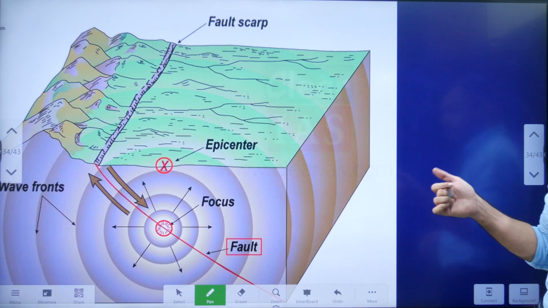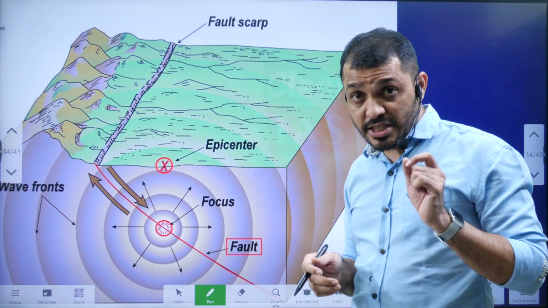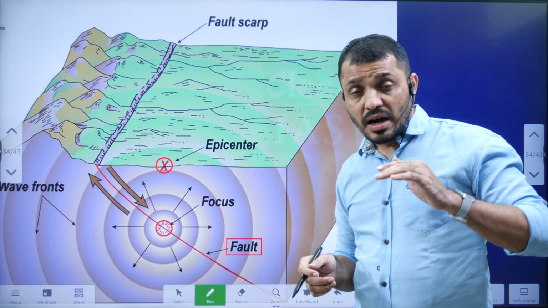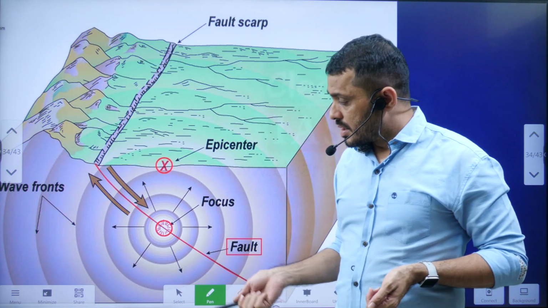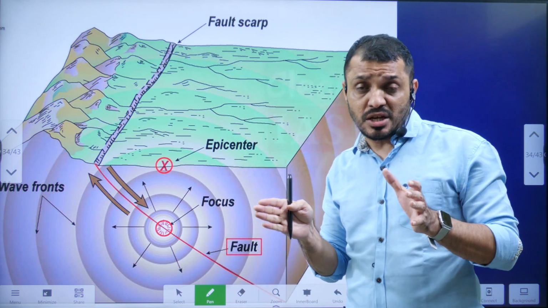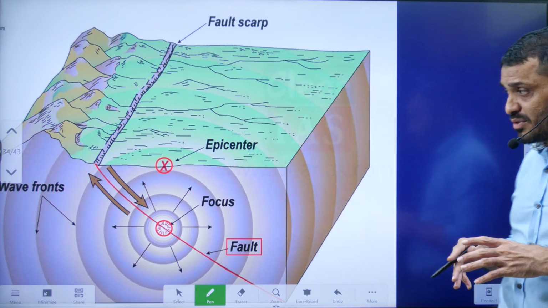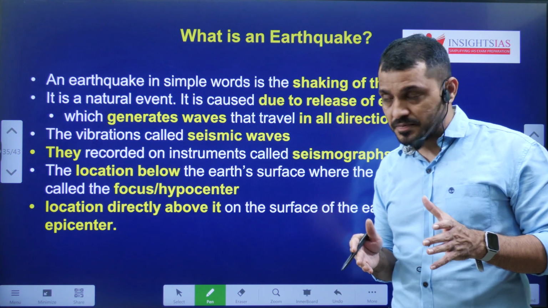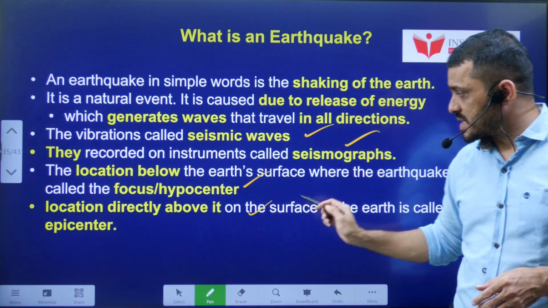Regarding the earthquake, the place where an earthquake starts is generally known as the focus. At the surface, the point above it is known as the epicenter. And from the focus, earthquakes spread across in all directions in the form of seismic waves. Seismic waves will be recorded in the seismograph. Seismograph, seismic waves, focus, epicenter.